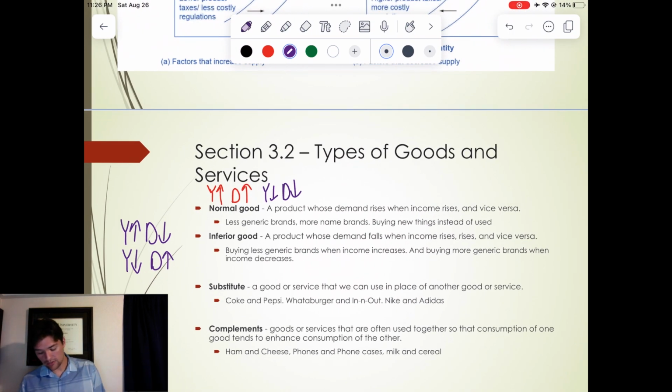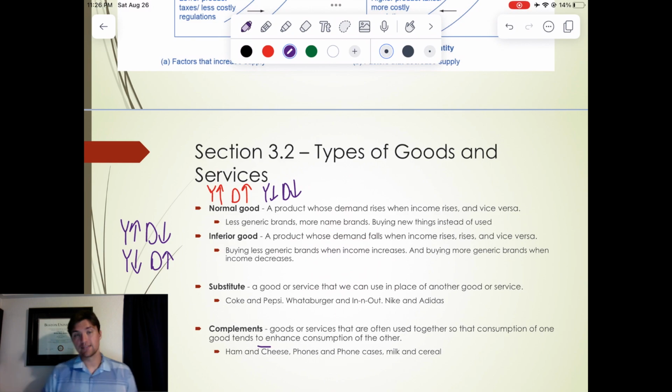We already talked about substitutes and complements. Substitutes are a good or service that we can use in place of another good or service, because you're getting the same utility out of it. Like, for instance, between Whataburger and In-N-Out. The goal is a burger. So which one's cheaper, right? Because In-N-Out's too expensive, I'd rather have Whataburger. And if Whataburger's getting too expensive, I'd rather have In-N-Out. Things like that. And complements we talked about, such as ham and cheese, phones and phone cases, milk and cereal. Those things we have to buy together because that's where it enhances consumption.